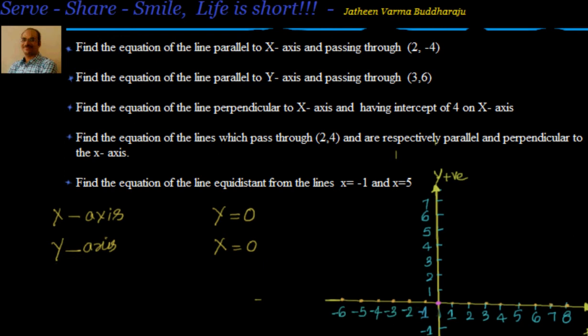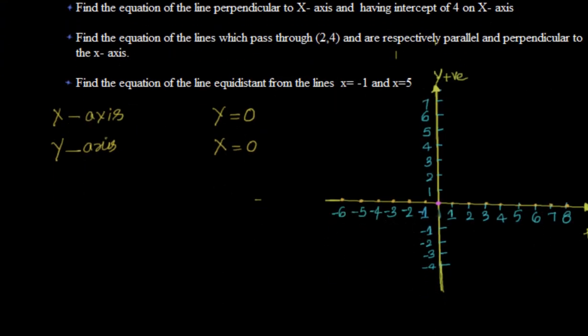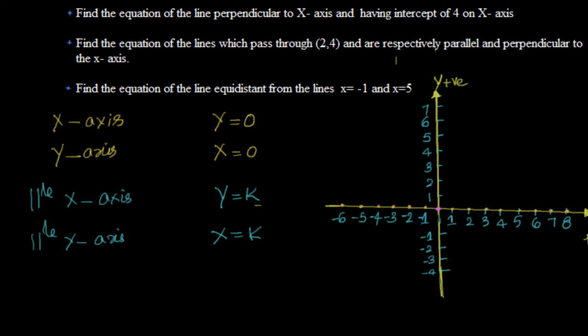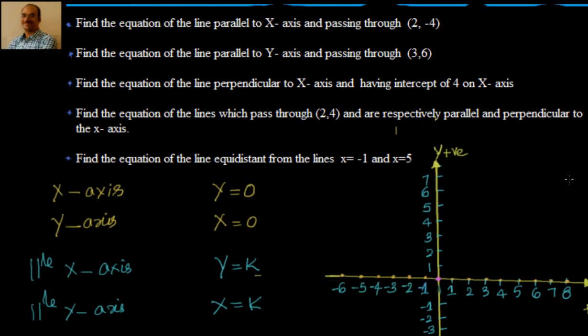Now, if a line is parallel to the x-axis, then its equation is y = k, where k is the distance it is from the x-axis. Similarly, parallel to the y-axis, x = k. So, we will be leveraging these formulas to solve these simple problems. Let us go ahead.